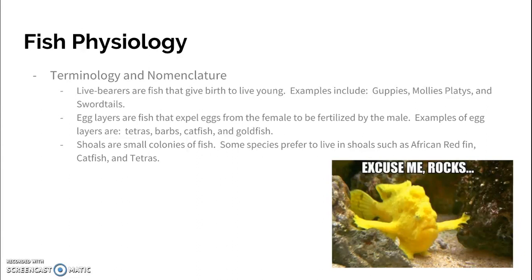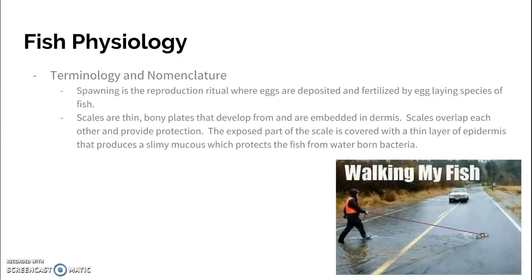Egg layers are fish that expel eggs from the female that are then fertilized by the male. Examples of egg layers would be tetras, barbs, catfish, and goldfish. Shoals or schools are small communities of fish. Some species prefer to live in schools like the African redfin, catfish, and tetras. Spawning is the reproduction ritual where eggs are deposited and then fertilized by egg-laying species.